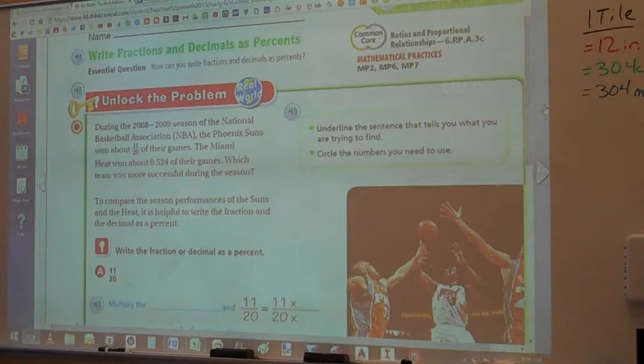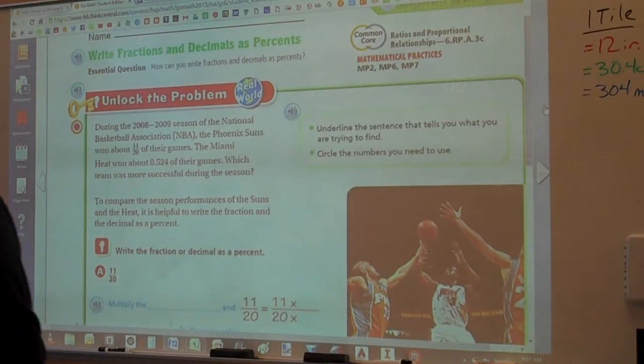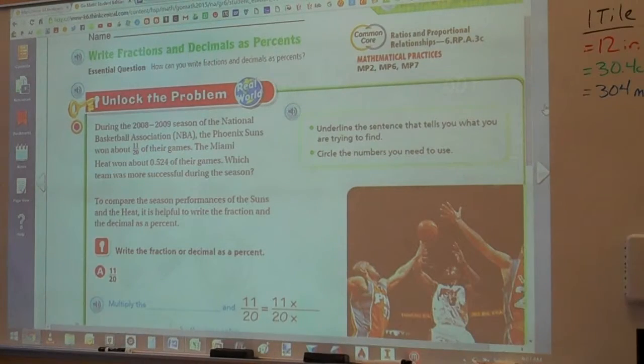During the 2008-2009 season of the NBA, the Phoenix Suns won about 11/20ths of their games. The Miami Heat won about 0.524 of their games. Which team was more successful during the season? To compare the season performances of the Suns and the Heat, it is helpful to write the fraction and the decimal as a percent.